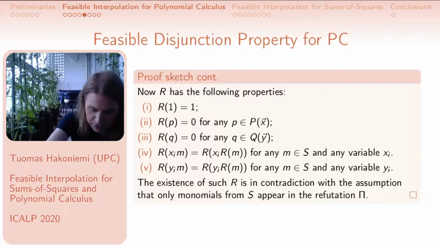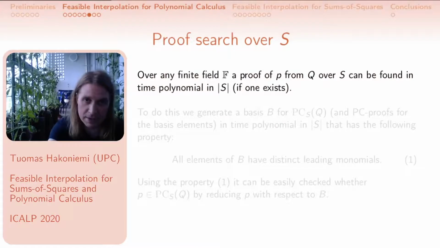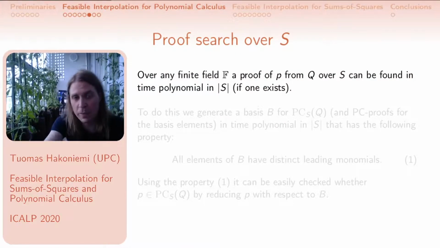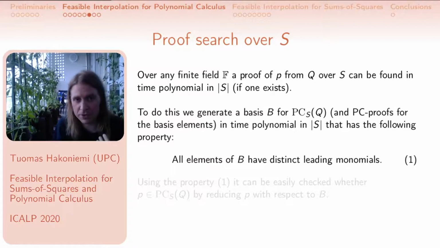Okay, so now we want to argue that we can find the proof over some set of monomials in time polynomial in the size of S. This claim we do only for finite fields. To do this, we generate a basis for the space of polynomials provable over S, and also polynomial calculus proofs for the basis elements, in time polynomial in the size of S. And this basis will have the following very nice property, that all elements in the basis have distinct leading monomials.